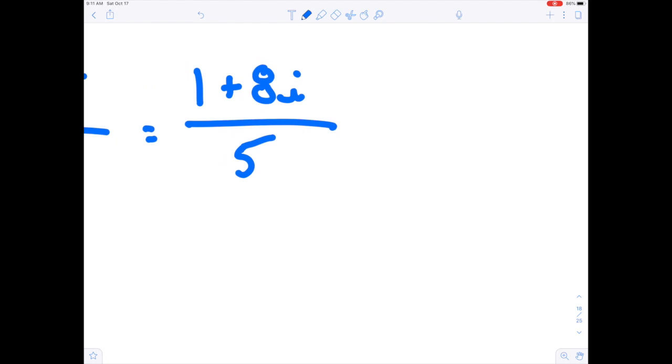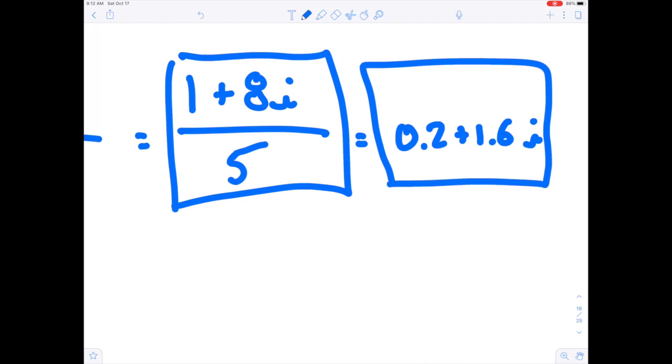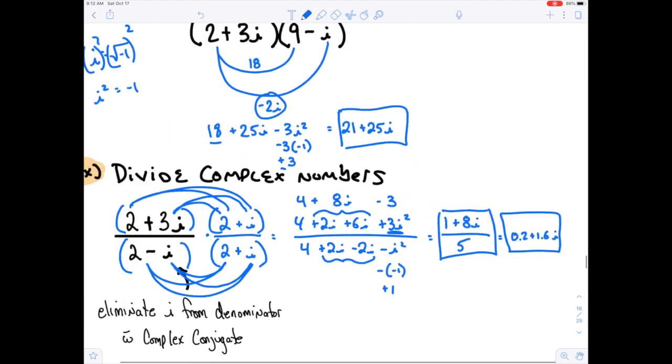I'm happy with that. I could rewrite this if I wanted to as 0.2 plus 1.6i if I felt like dividing each of those terms by 5, or I could just leave them as the fraction. I would say either one of these is acceptable and appropriate. And that's it. That's how you add, subtract, multiply, and divide complex numbers.